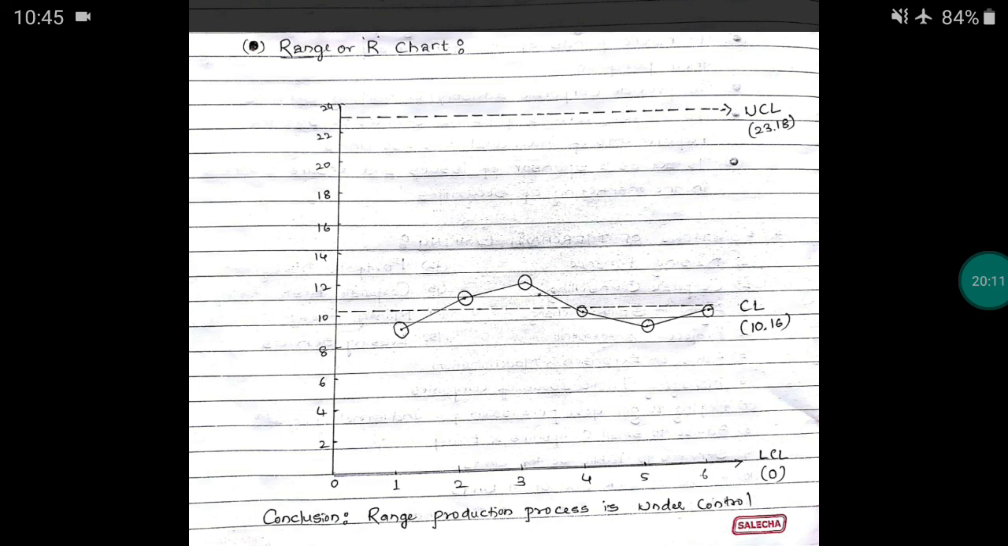Okay, now in the next video we will solve problems where a number of means are available, and how to calculate the respective X bar chart and range chart.